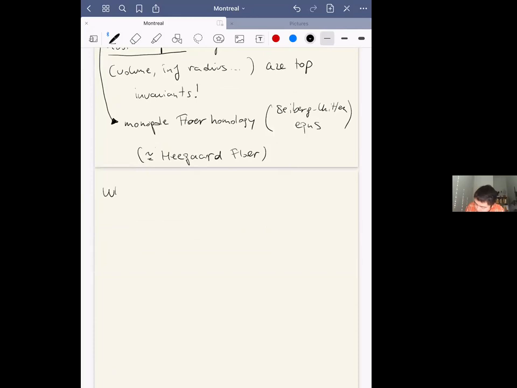So in particular, when b1 of Y is 0, you get two things. One thing is something called HM-reduced of Y, and this is a finitely generated abelian group. For those familiar with Heegaard Floer homology, this is the same as the reduced Floer homology.